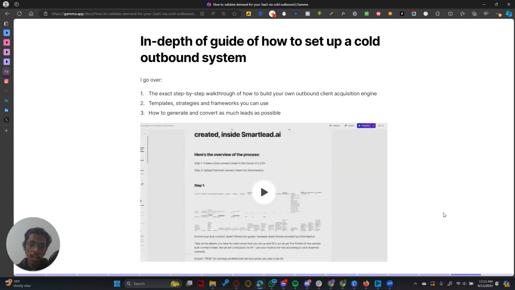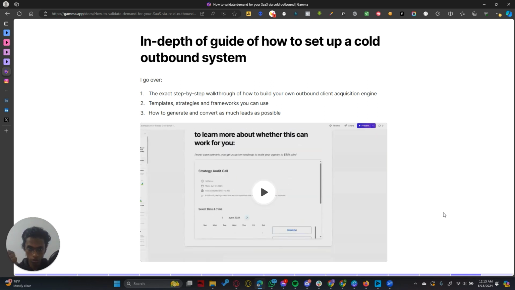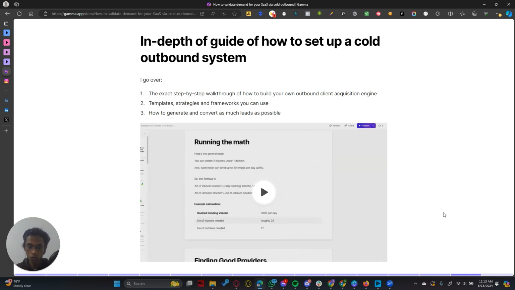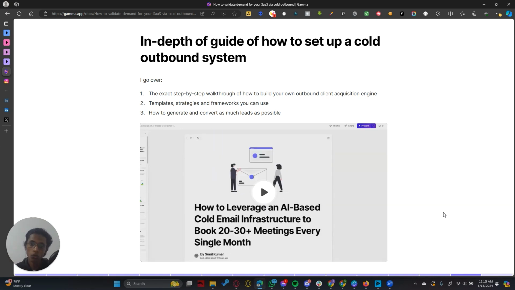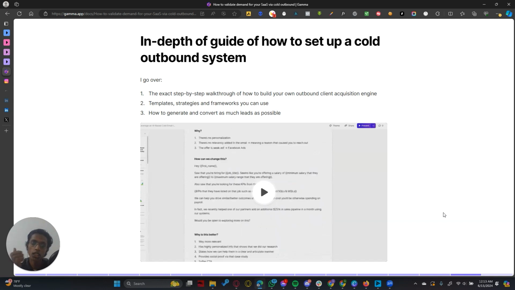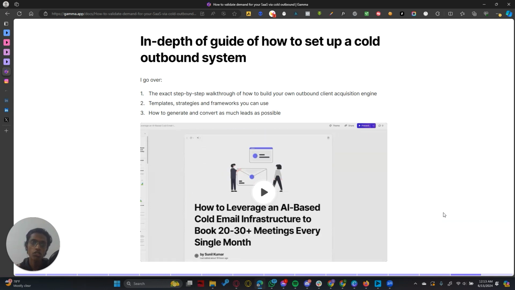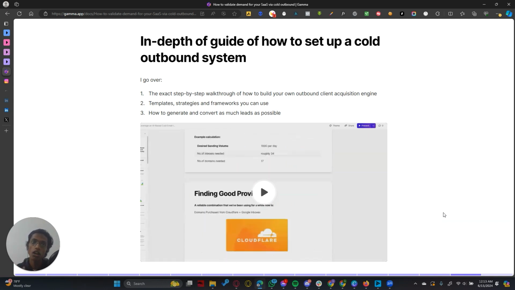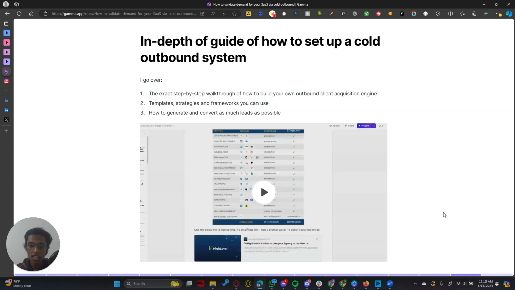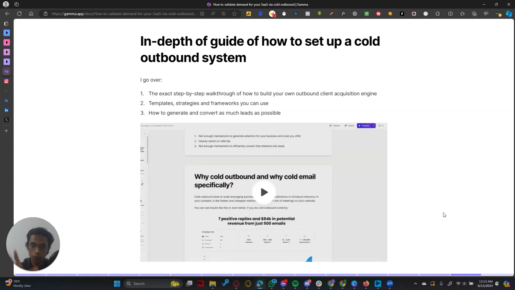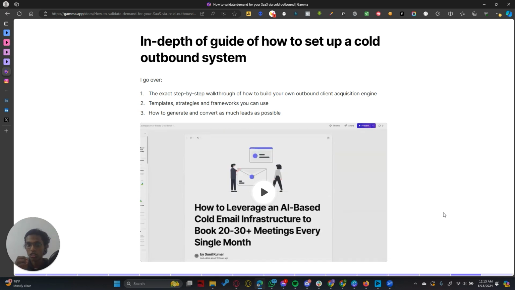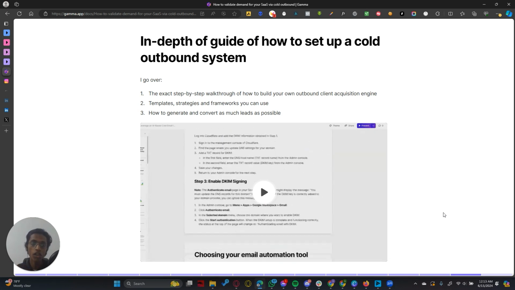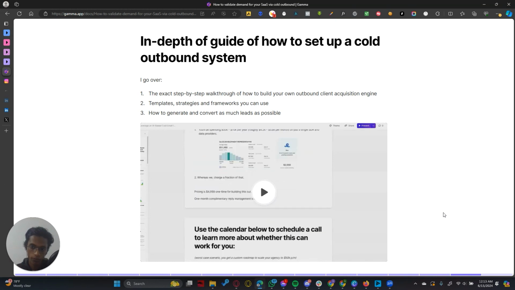I have an in-depth guide that walks you through it. It gives you the step-by-step walkthrough of how you can build out your own outbound client acquisition engine, the templates, strategies, and frameworks you can use, how to generate and convert as many leads as possible as well. Now, it's a framework that anybody can use if they are looking to scale their SaaS.